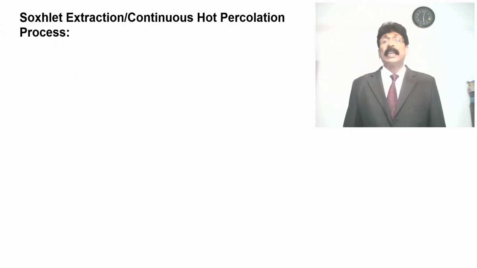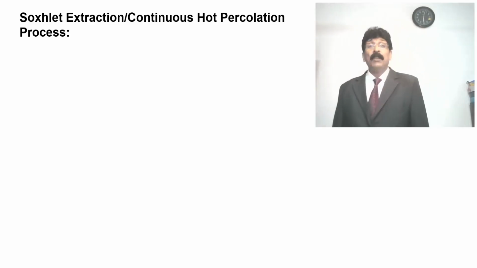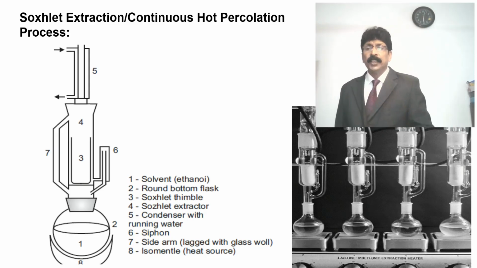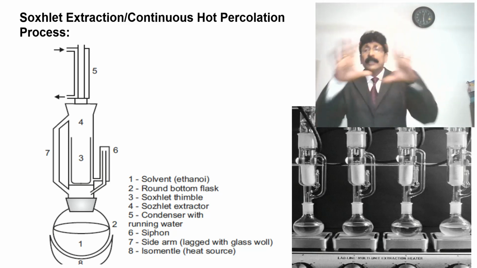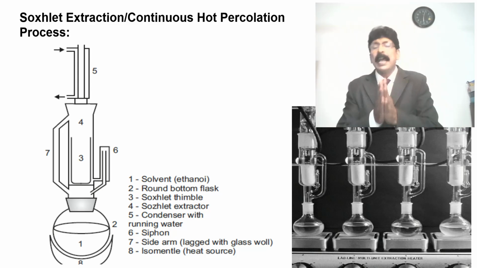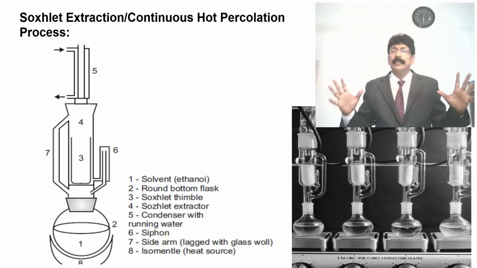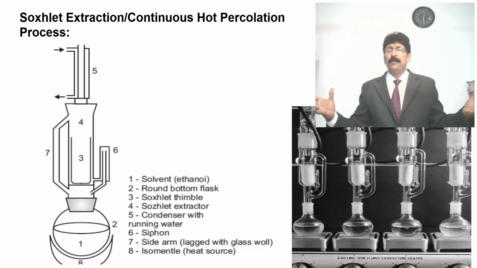Soxhlet apparatus is very important; the question has been asked repeatedly. Draw the diagram of the continuous hot percolation process. This is the Soxhlet apparatus. This is the picture. You see, I have not given any explanation or written anything in this slide or notes. Students should understand and listen to the lecture, and they should be able to write an essay or even short notes, 5 mark, 10 mark or even 2 mark.